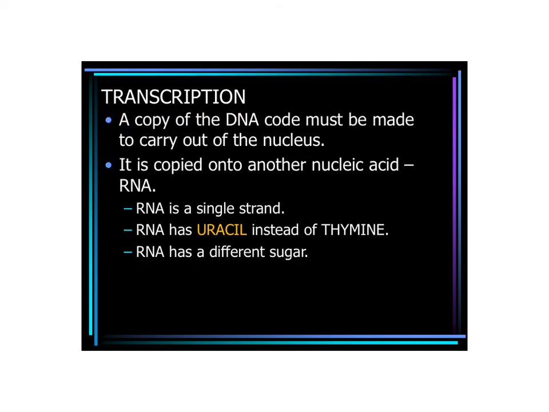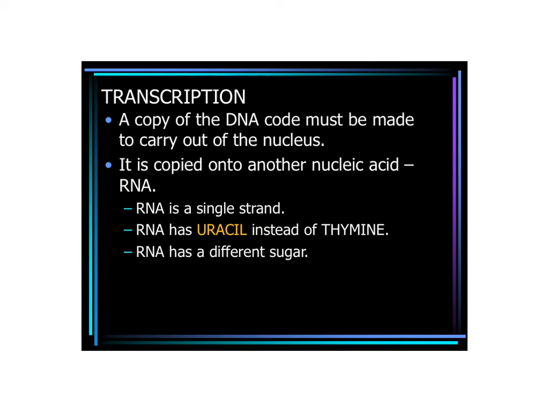Transcription is making a copy of the DNA to carry out of the nucleus. It's copied onto not DNA, but it's copied onto another nucleic acid, so it's a similar structure. It's called RNA. So instead of deoxyribonucleic acid, it's just ribonucleic acid. Very similar, but different in three ways. RNA, instead of being a double strand, it's a single strand. So it's like half a DNA molecule.